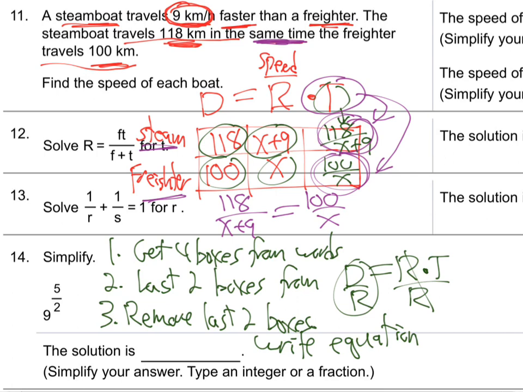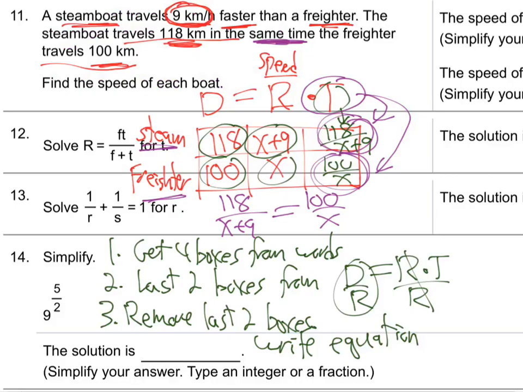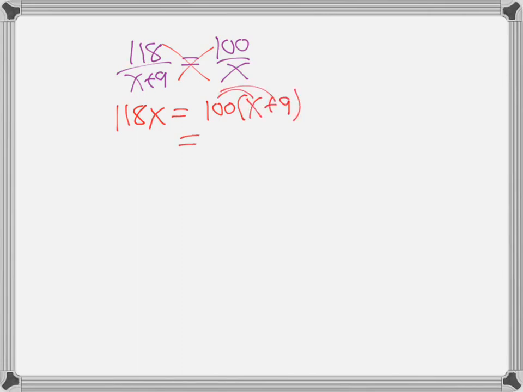Let me go to a fresh screen and solve it. So 118 over x plus 9 equals 100 over x. Okay, now how do we solve this thing? Diagonal, diagonal. 118x is 100 times x plus 9. Distribute. 100x plus 900. Whoops, a little scribbly there.